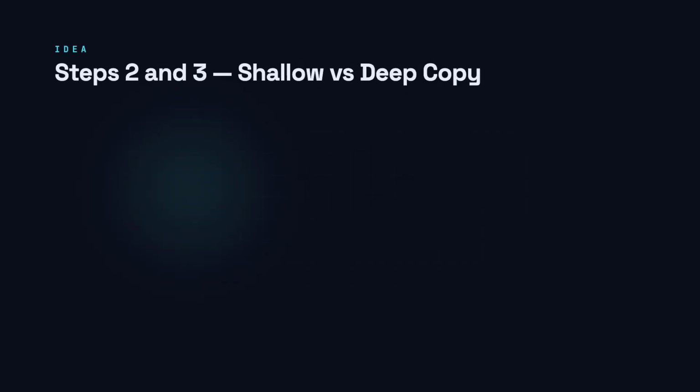copy.copy creates a new outer list, but both it and original still share the same inner lists. copy.deepcopy creates completely independent objects at every level. When we append 99 to the first inner list, alias and shallow both show the change, deep copy does not.